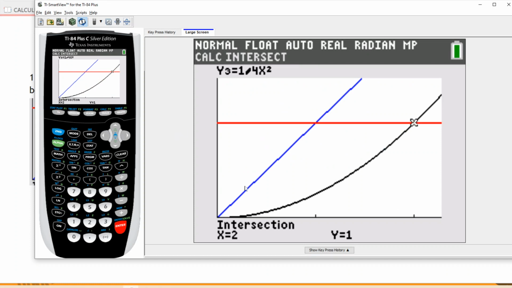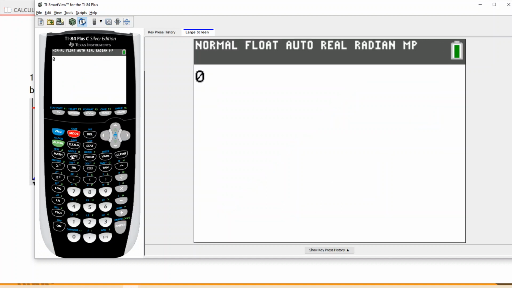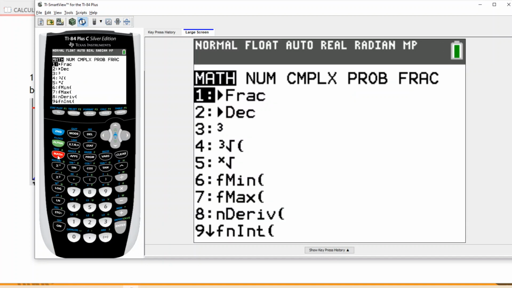Let's make a note that y equals x is the blue curve, which is y1. y equals 1 is the red curve, which is y2. And y equals 1/4 x squared is y3. So when I go to the home screen, I can just put those together.